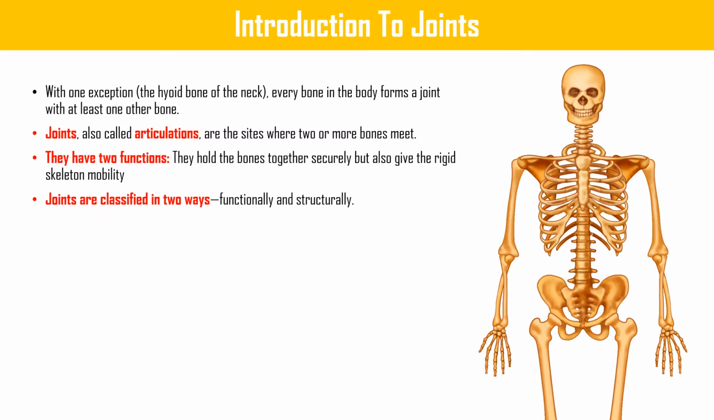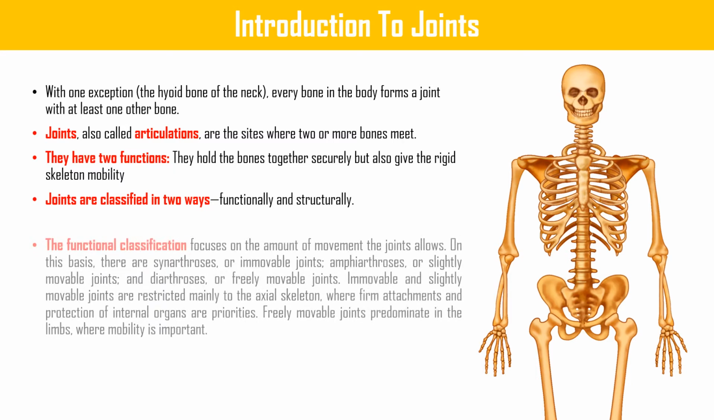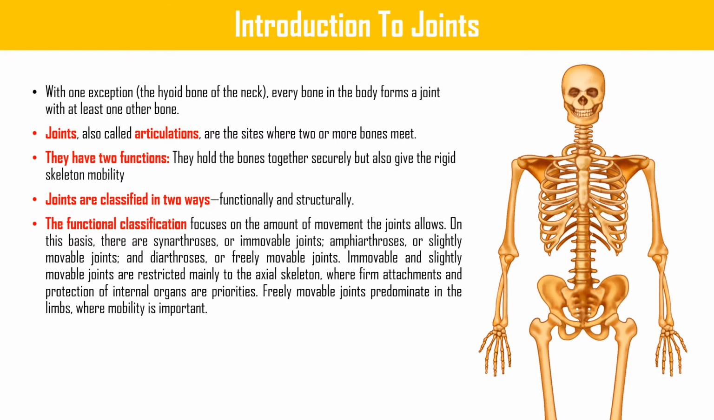Joints are classified in two ways, functionally or structurally. Functional classification focuses on the amount of movement the joint allows. On this basis, there are synarthrosis or immovable joints, amphiarthrosis or slightly movable joints, and diarthrosis or freely movable joints.